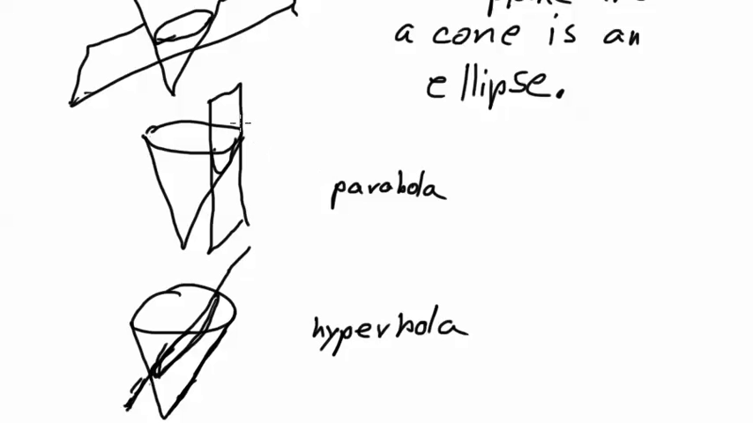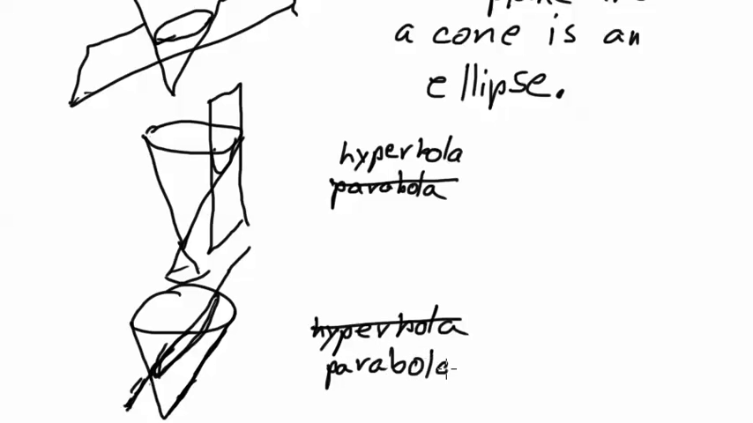And generally, when you get a parabola, if you extend the cone downwards so that you get a double cone, you get two parabolas. Wait a second, no, that's not right. Sorry, I got these backwards. These are hyperbolas. These are parabolas. You get two hyperbolas or one parabola, because this can extend down and cut that other cone too. You get two hyperbolas.